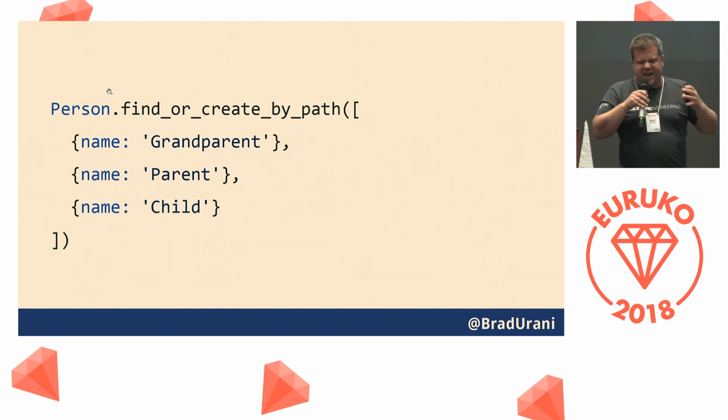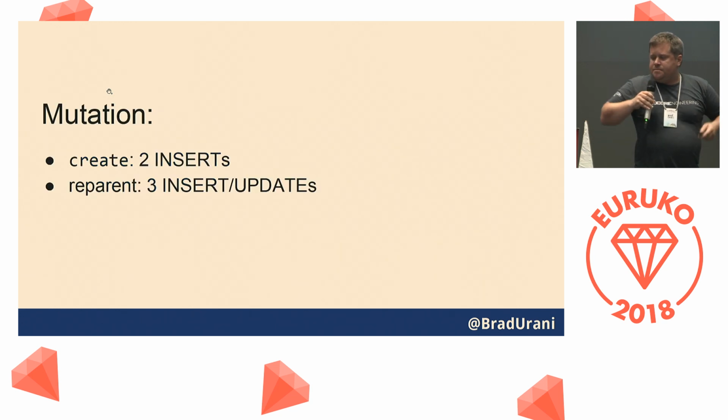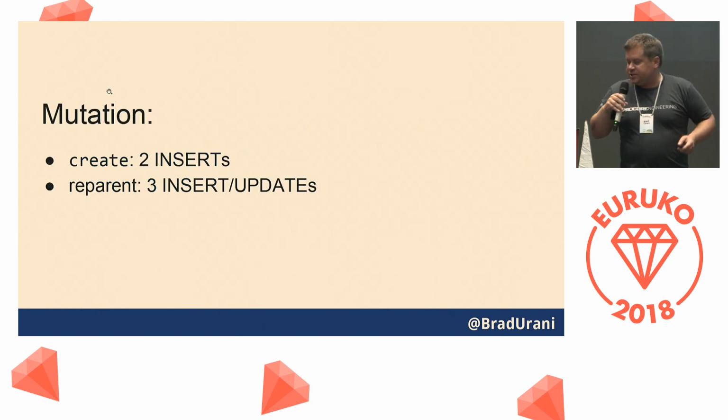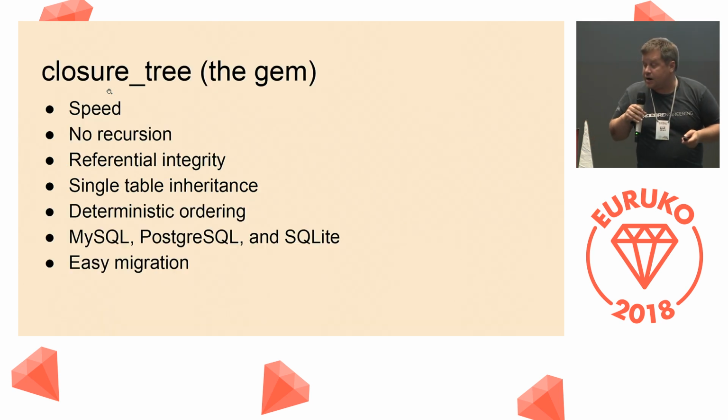It gives you some really neat advanced ones like this, where you can create whole legs of your tree in one single query. Mutations are also pretty quick to insert. Reparenting is the tough one. That's when you delete a node in the middle of the tree and you have to update the parent IDs of everything else. It's transactional. It does the right things for you there.